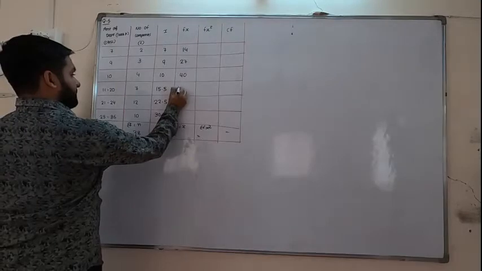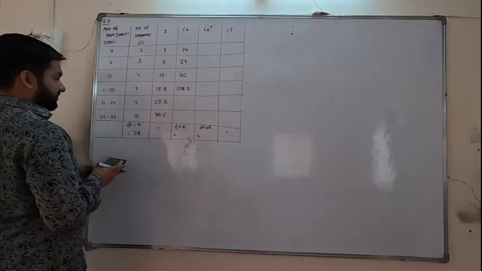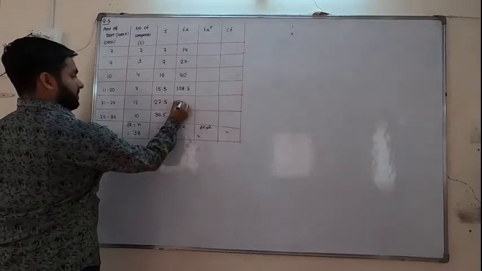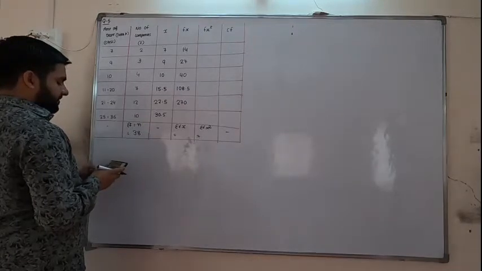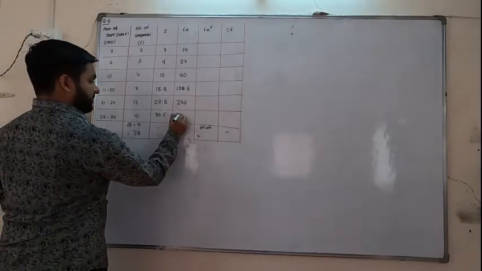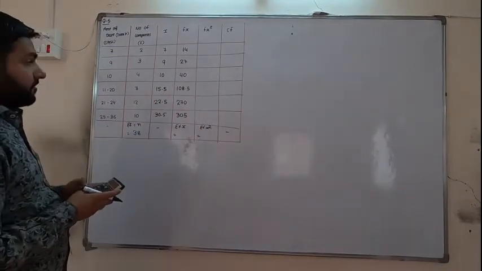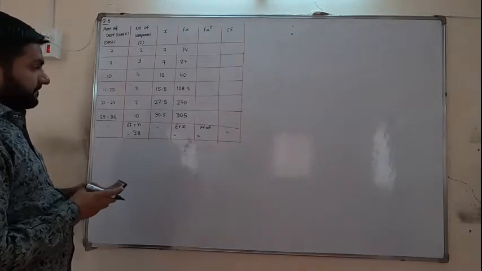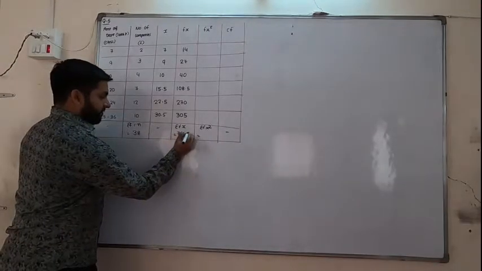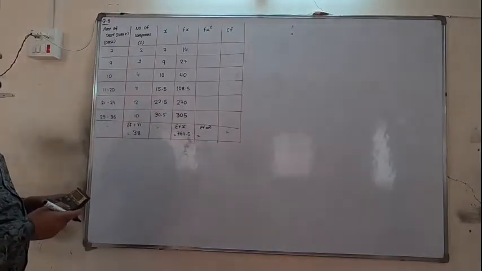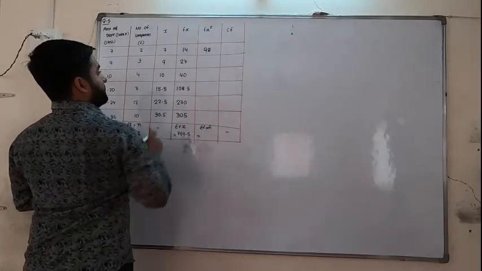15.5 into 7, 108.5. 22.5 into 12, 270. 30.5 into 10, 305. So 14, 27, 40, 108.5, 270, 305. The total is 764.5.